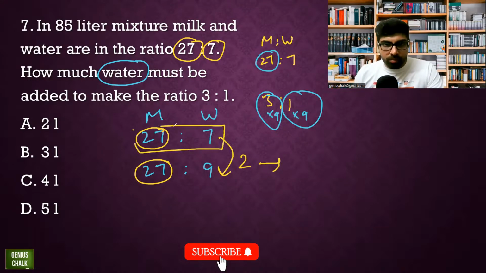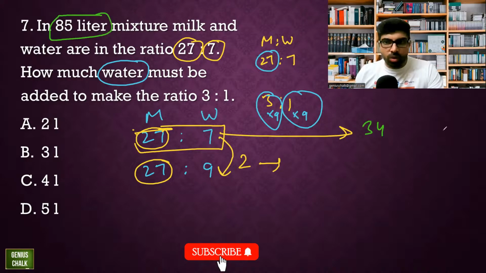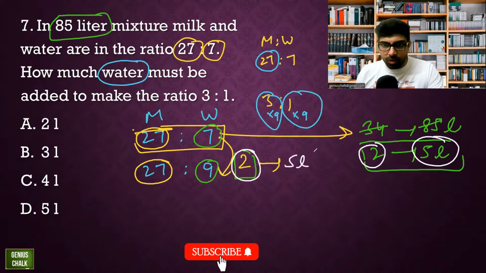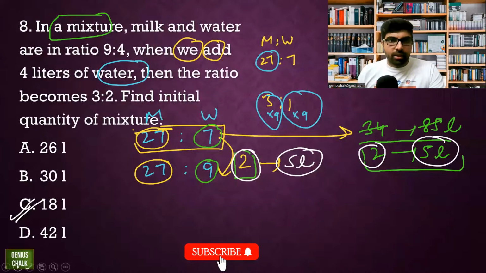And what is the total? 27 milk and 7 water. That means what is the total? Total is 34 units, and actually 34 units is equal to 85 liters, right? So you know that it is 17 2s are 17 5s are. So 2 units is equal to 5 liter. And here also you can see that from 7 to 9 we only added 2. That means we need to just find the value of 2 units. So here also 2 units is 5 liter. So 5 liter has to be the answer, right? Next question.